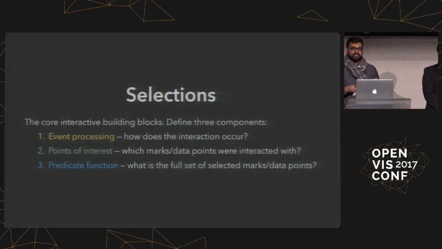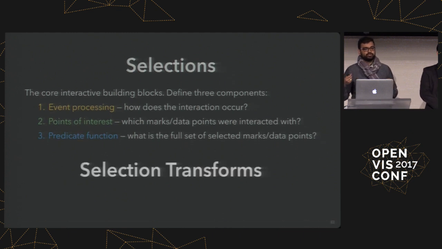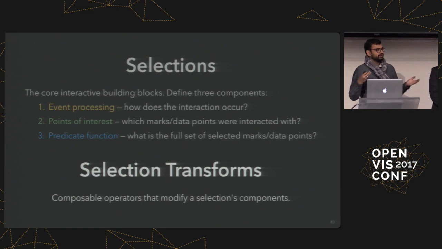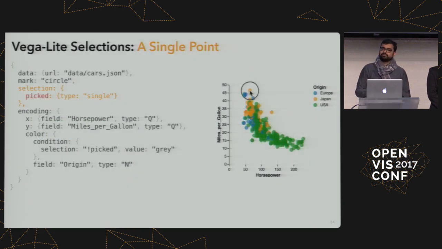So besides these selections, in Vega-Lite, we also introduce selection transformations. Now, this should sound analogous to data transformations, and they are. They're manipulating some part of what it means to be a selection. So here is our single selection from earlier.